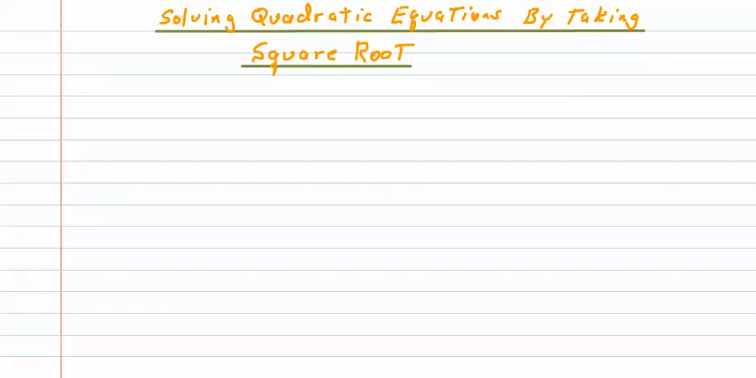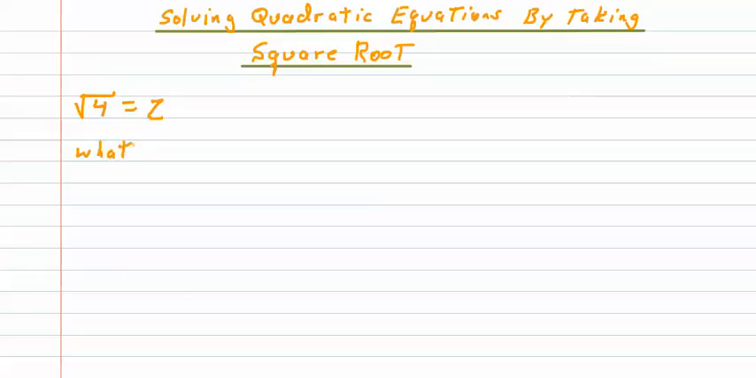Video presentation about solving quadratic equations by taking the square root. First, before we start, we need to address what is the square root. The square root symbol, the radical, is this. What does that equal? Well, we all know that this is equal to 2, because 2 times 2 is 4. But what is the square root of 4?